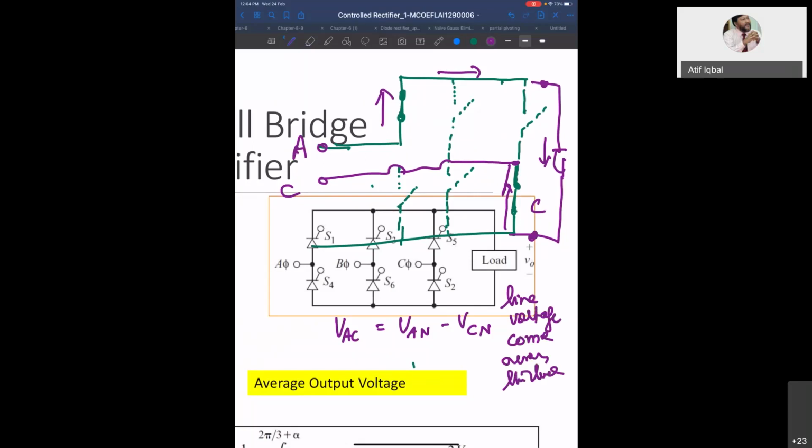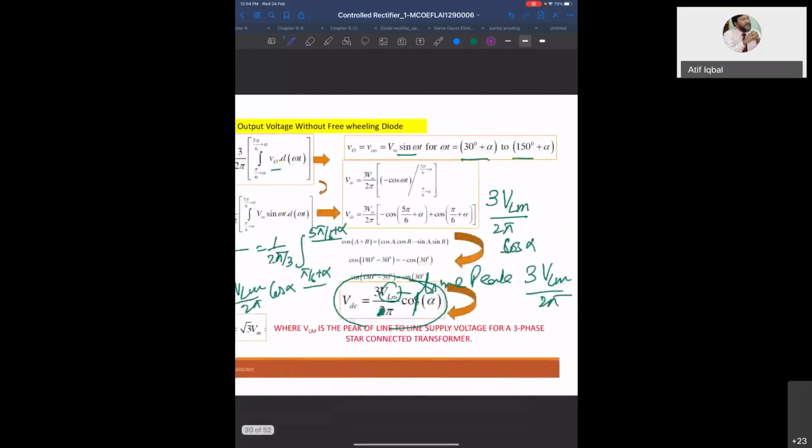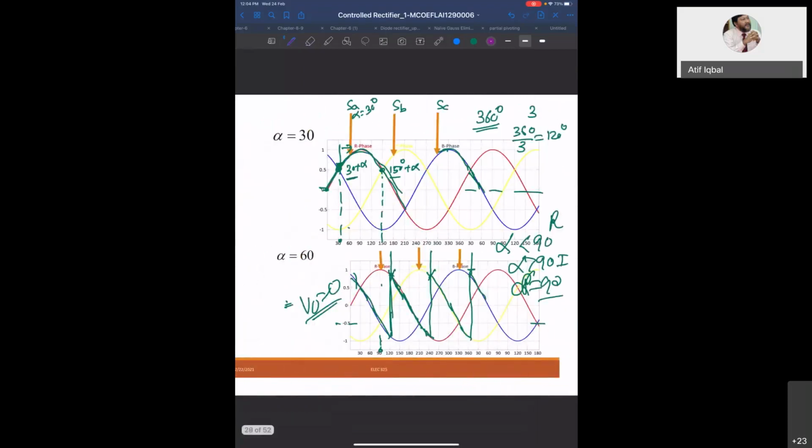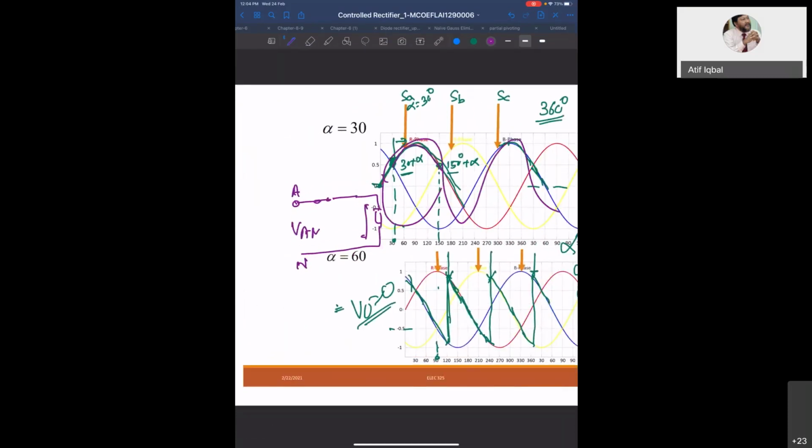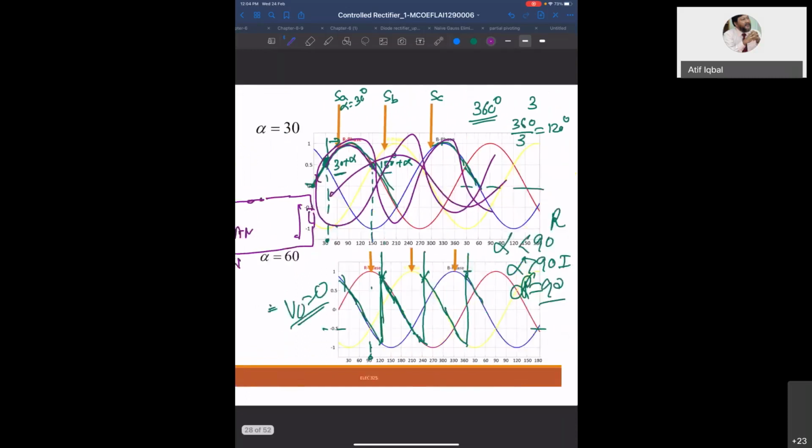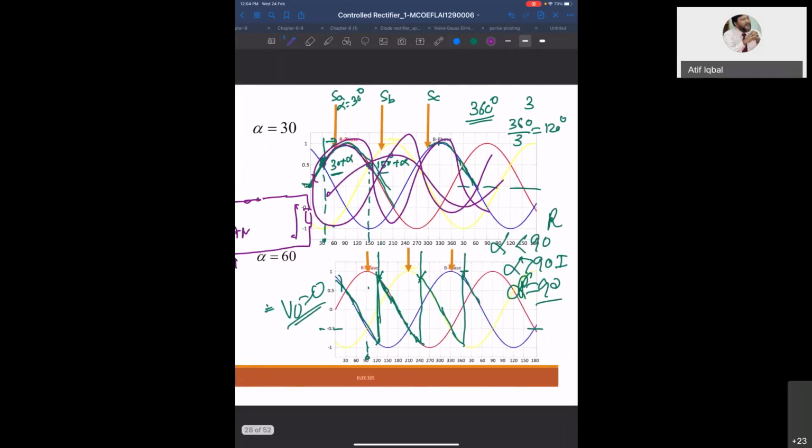But you see, in half wave rectifier, what was the voltage that was coming across the load? It is only the phase voltage. This is neutral, this is A, so VAN. So phase voltage was coming across the load. So you just draw the three phase waveform, and you can draw the waveform across the load, and you know the current through this and voltage across this, or everything you can draw.